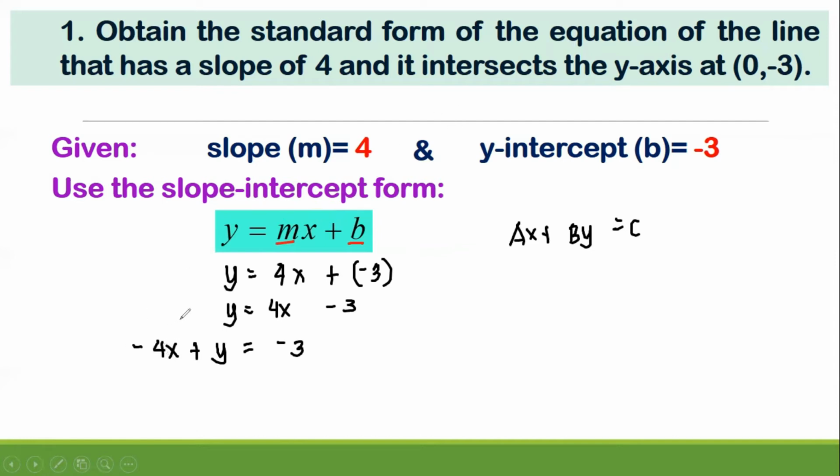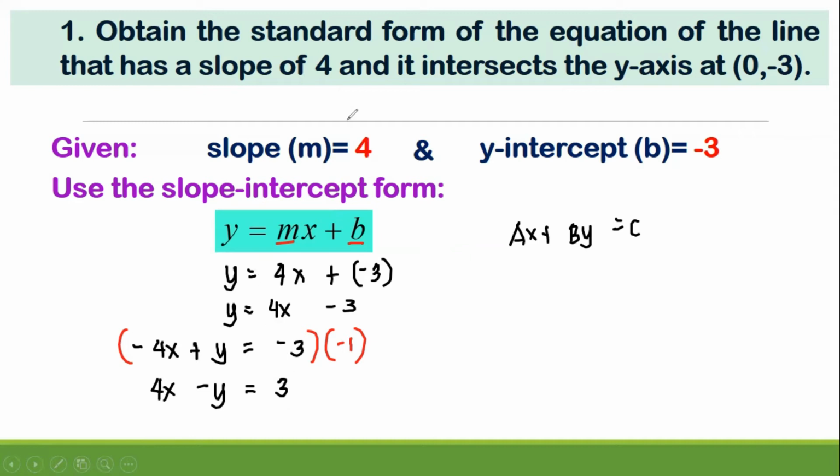Again, we have a rule that our leading term, the value of A, must be positive. So what are we going to do for this one? Simply, we're going to multiply the whole equation by -1. Therefore, we will get -1 times -4x, that is positive 4x. -1 times y is -y. And we have -1 times -3 is positive 3. So there you have it. We have 4x minus y equals 3.